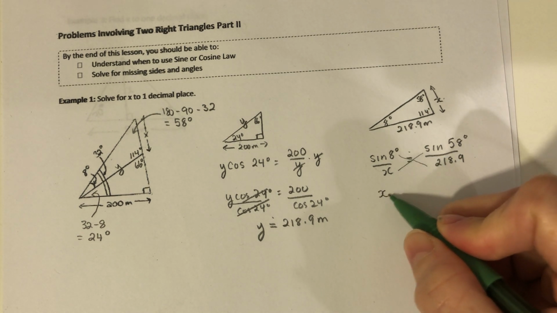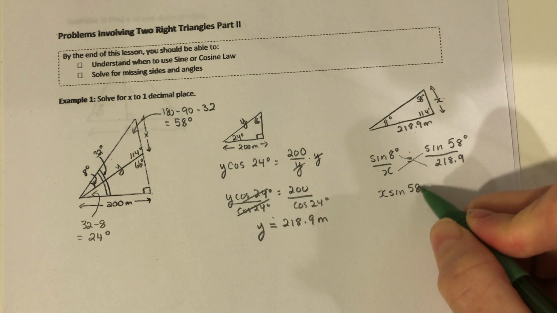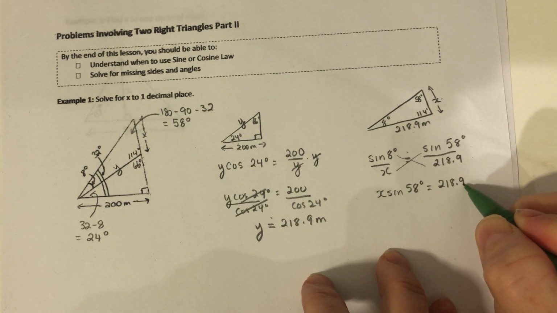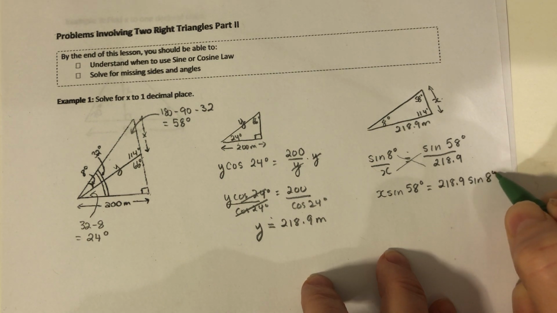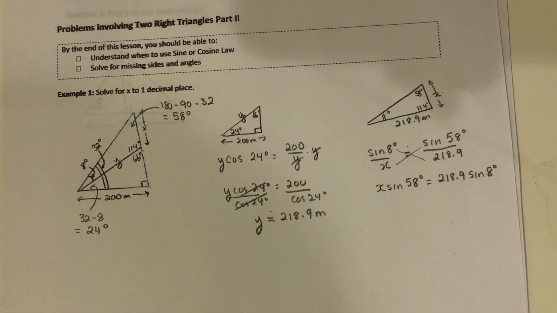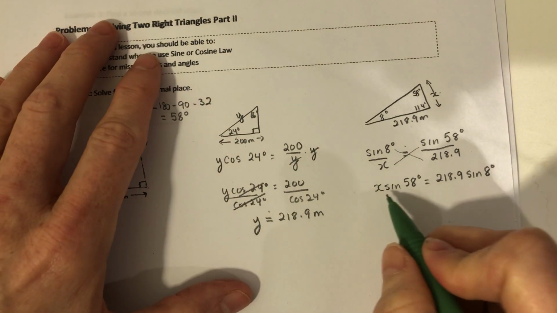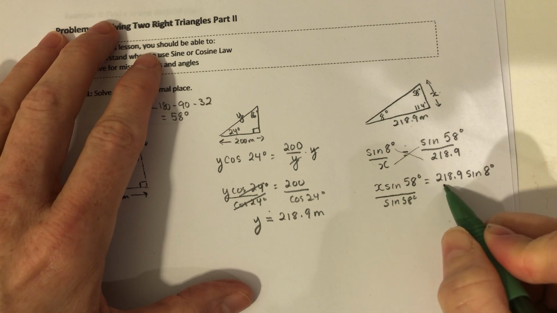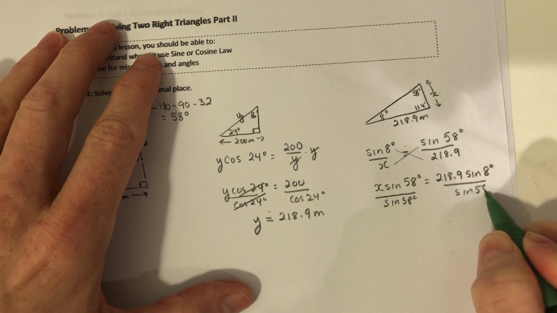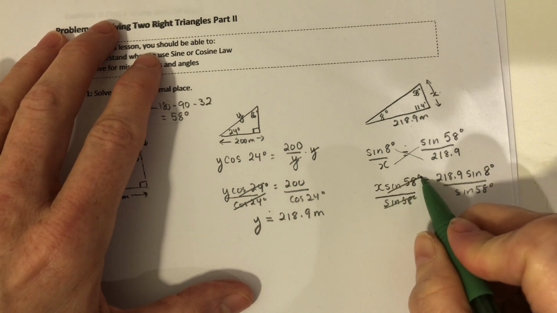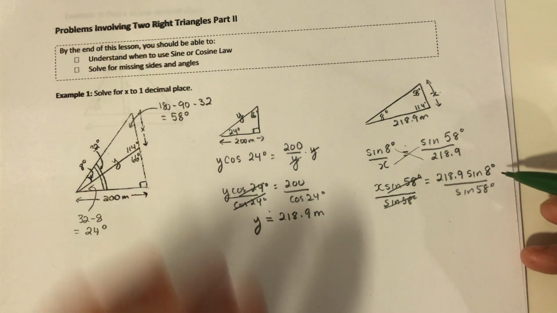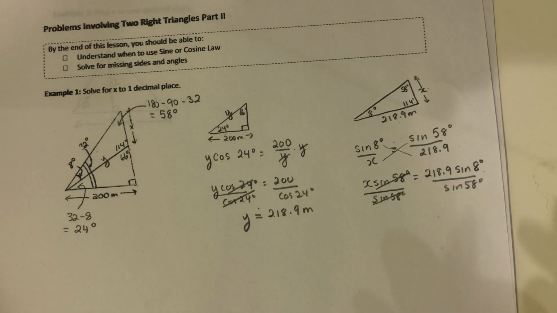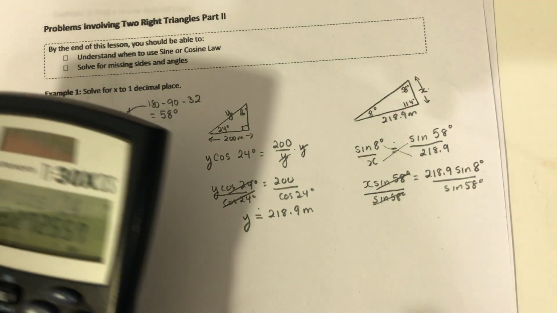So we get 8 sine 58 degrees equals, and we'll put the number first, 218.9 times the sine of 8 degrees. Now, we want to get x by itself, so we're going to divide both sides by sine 58 degrees so that this and this cancel. Now, this is what we're going to put into our calculator. You have to be very careful here because we want this whole thing to be divided by sine 58.